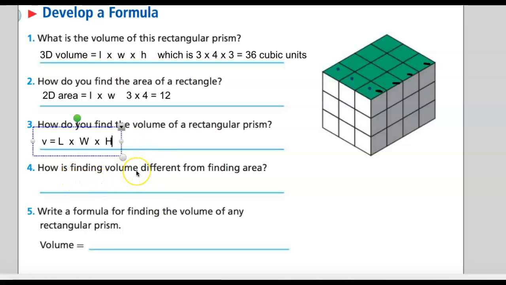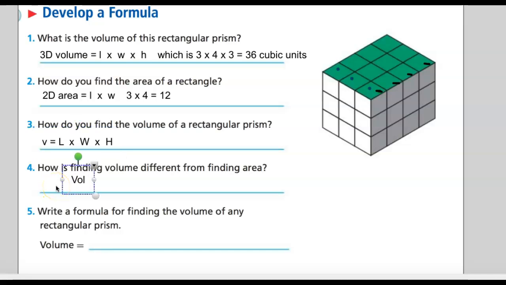So how is finding volume different from finding the area? What would you say about that? Volume is all the cubes, and area is just one. What do you guys call this? Do you guys remember what you call where it's just one little shape on a cube? Does anyone remember? It's a face.